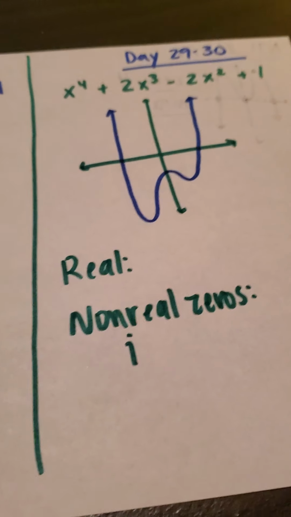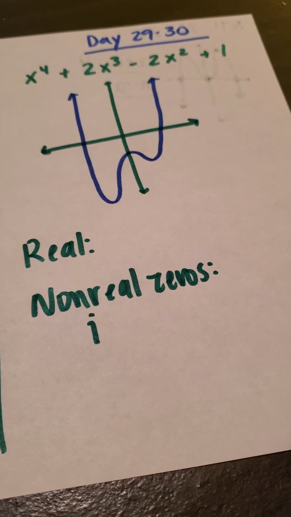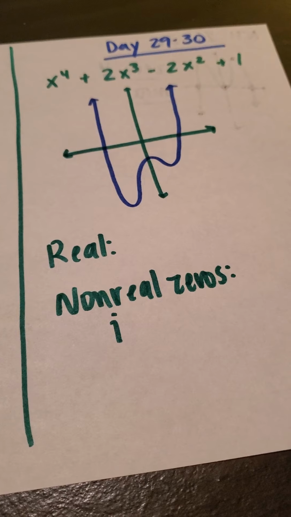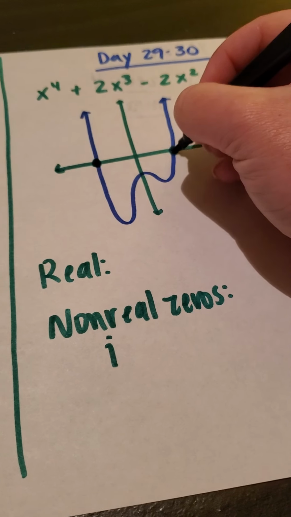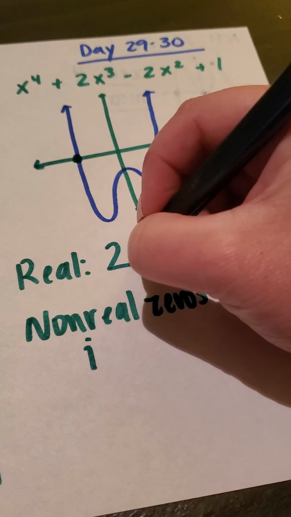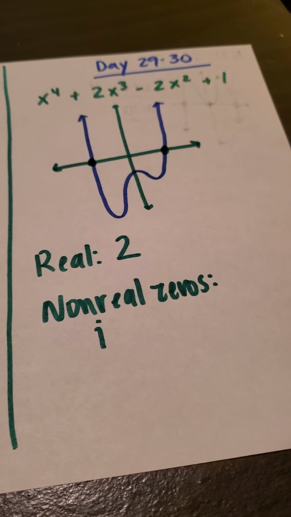So our real zeros, you saw this on days 25 and 26. That's anytime the graph is crossing the x-axis. So the graph does cross the x-axis here and here. So it has 2 real zeros.